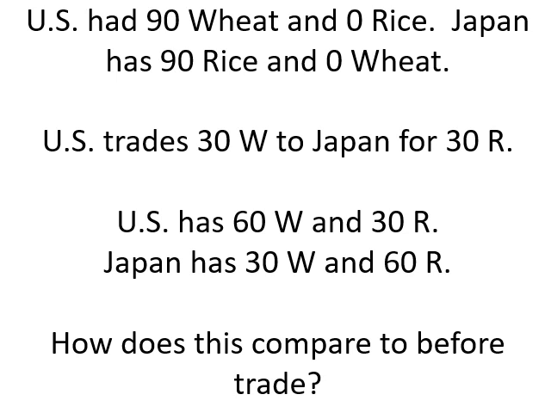So you might think, well, if the U.S. has more wheat and rice than before they started, Japan's going to have less. But no, on the contrary, Japan has more wheat and more rice after trading than before trading also. So how does this compare to before the trade? The U.S. and Japan have more of both things.